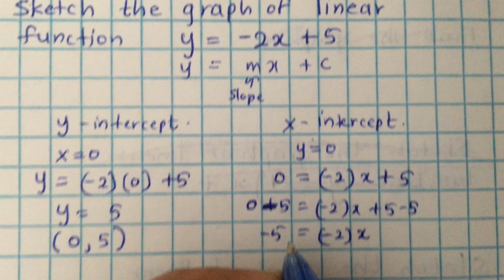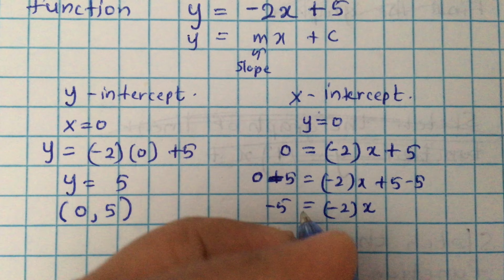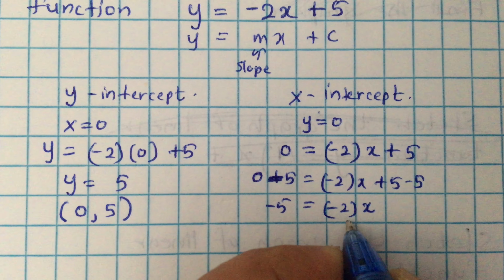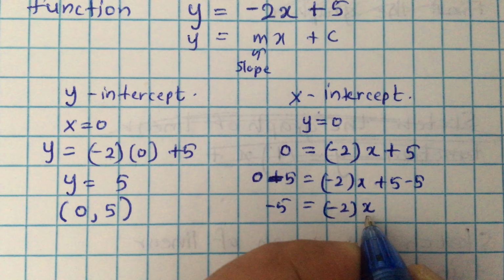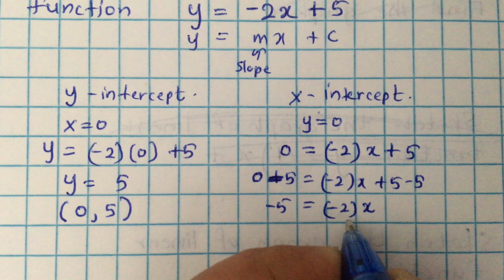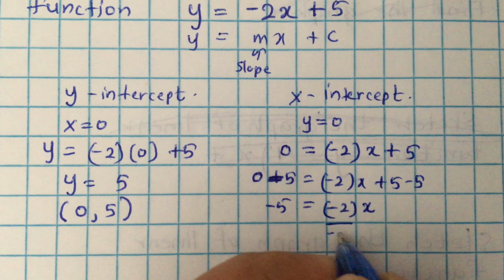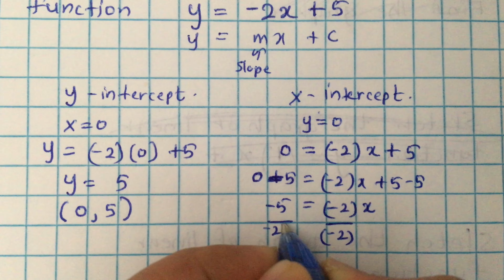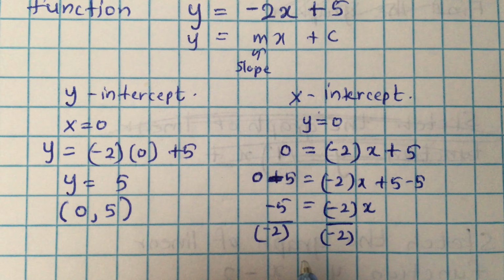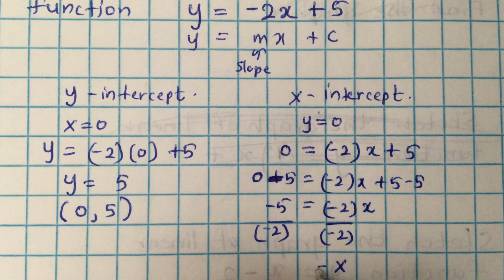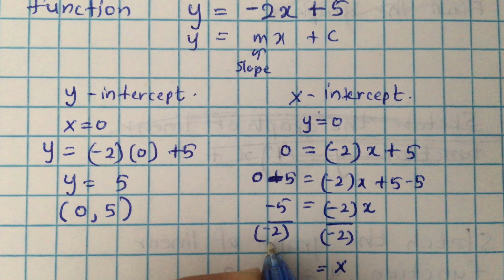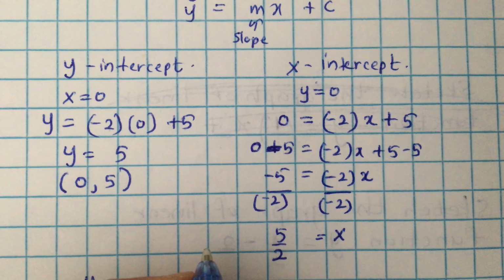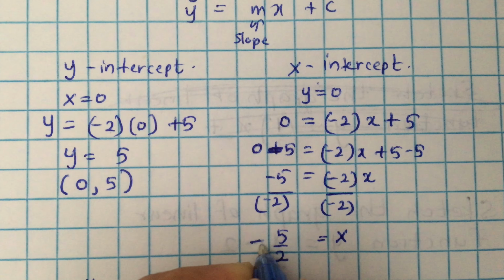Now you can solve this for x. Negative 2 times x is a multiplication. To remove negative 2, you have to divide both sides by negative 2. So you have x equals what? It's negative 5 divided by negative 2. A negative divided by a negative gives you a positive number, which is 5 over 2. If you write it as a decimal, it is 2.5.